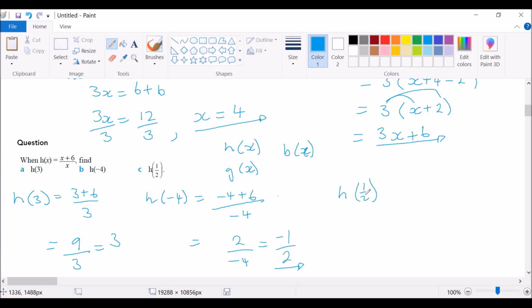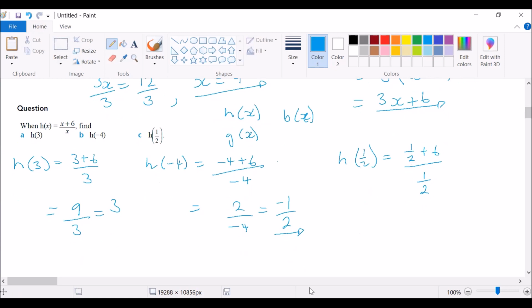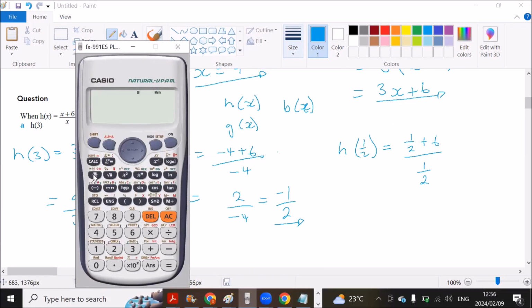H of half. Whenever we see x, we should replace with a half. So this will be equal to a half plus 6 over a half, which you can do using a calculator. First, we need a fraction. Then in that fraction, we need another fraction. So we have 1 over 2, then we go to the right, plus 6 over another fraction there, 1 over 2, which is 13.